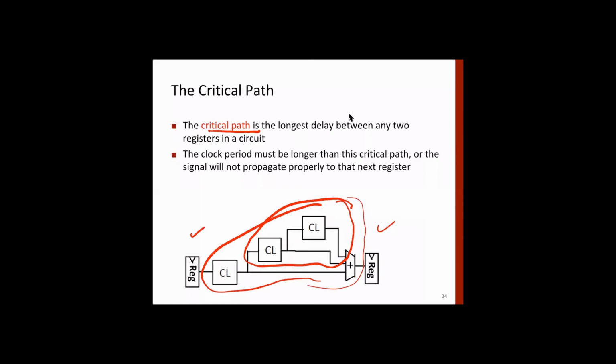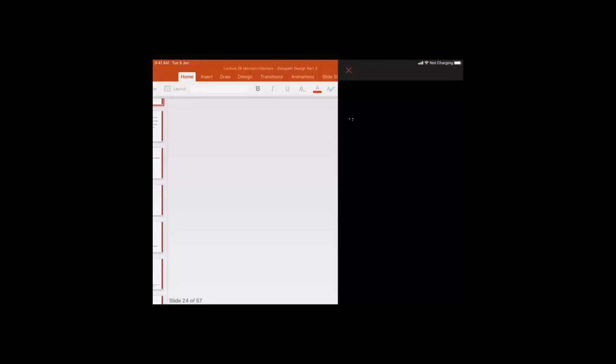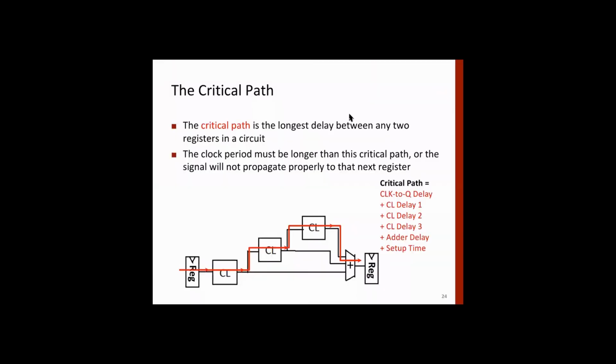Now the critical path puts a limit on the maximum clock speed that you can have. So the clock period must be longer than the critical path. It means that within the clock period, which is nothing but this, it should be possible to complete all these delays. So we'll clean it up and see all the delays in this critical path.